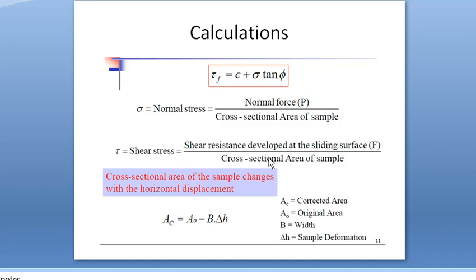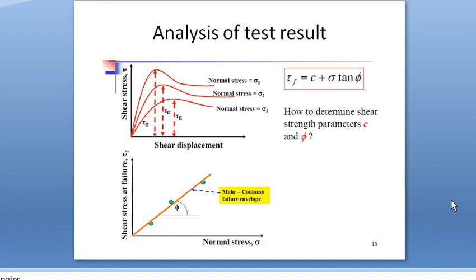When the experiment is going on, area also will change. So we have to find out the corrected area. Next, by conducting direct shear test, we will be getting different values of normal stress, and for each value of normal stress we are getting shear stress.